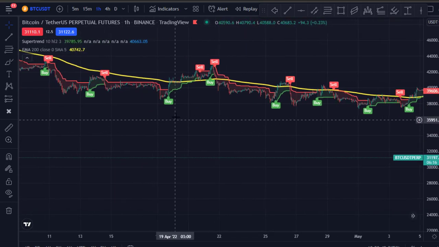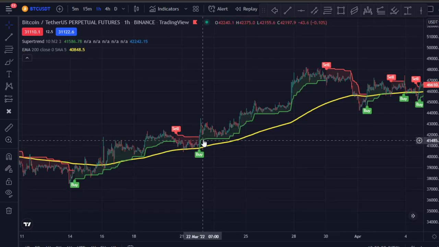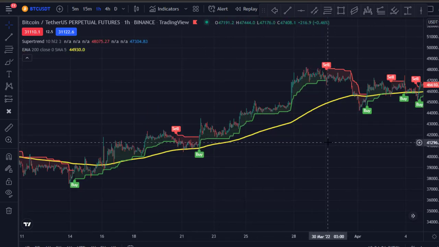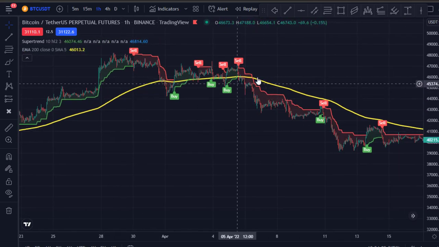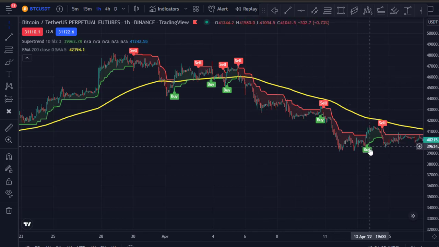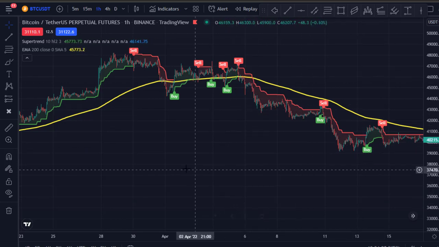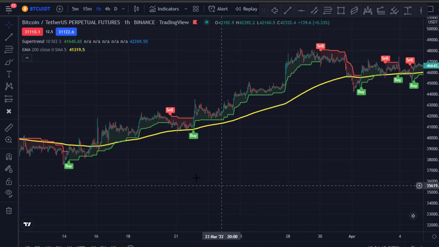This is how you trade the strategy. You only take buy signals from the Supertrend when the price is above the 200 EMA line, and you only take sell signals from the indicator when the price is below the 200 EMA line. Let me give you an example.